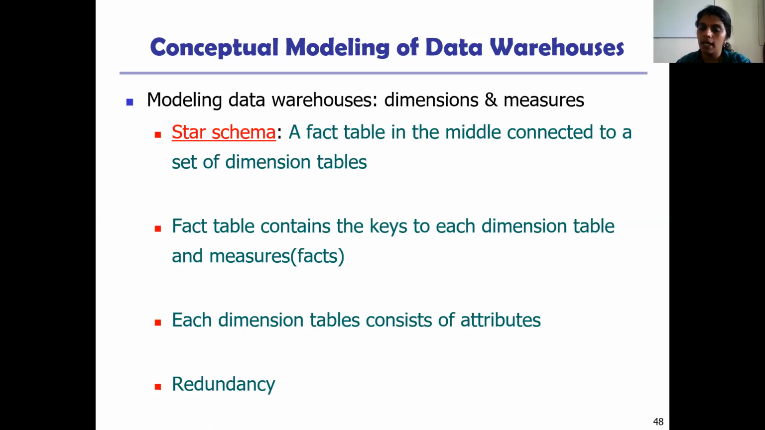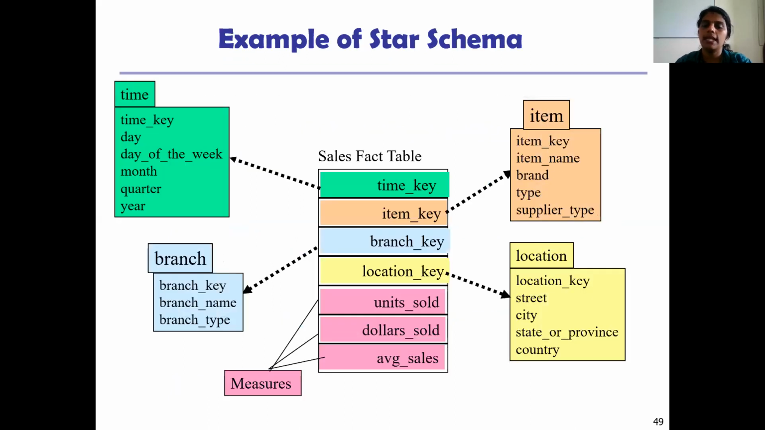The fact table contains two things. One is the keys to each dimension table, and the second is the numerical measures, that is, facts. Each dimension table consists of attributes. In star schema, the major disadvantage is redundancy. Let's see how. See the example of star schema given here.